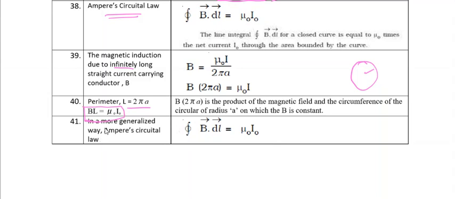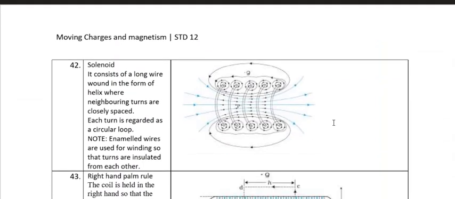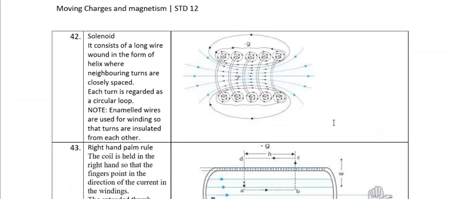Then in a more generalized way, Ampere's circuital law can be easily written as the integral over the closed loop of B, the magnetic field vector, dot dl, the length vector of the current carrying conductor, is equal to mu 0 I 0. Then we'll move to solenoid.